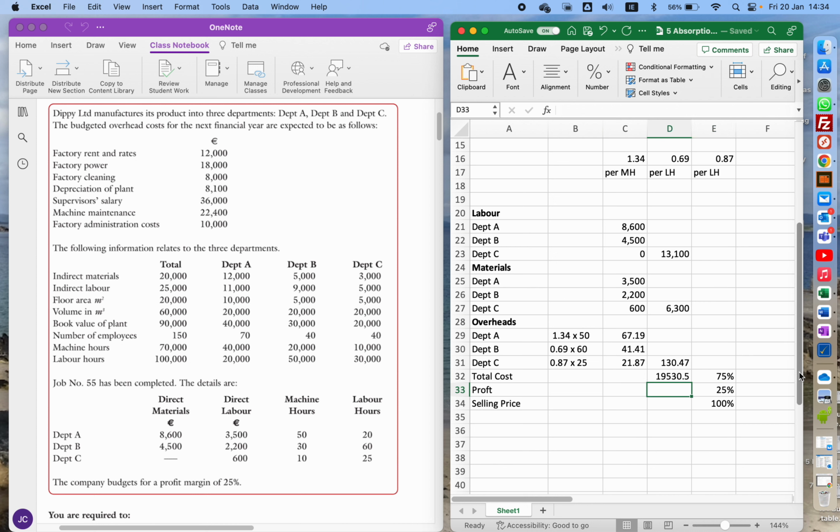Divide 19,530 by 100 multiplied by 25. No. Divided by 75, so that 19,530 is 75%, divided by 75 to get 1%, and then multiply by 25. So I'm going to divide it by 75, and multiply the answer by 25. And then I'll add those two numbers together, and that'll give me my sales price. Okay? Right, stop.